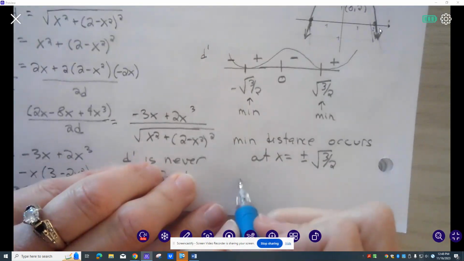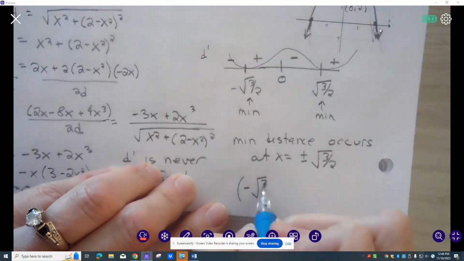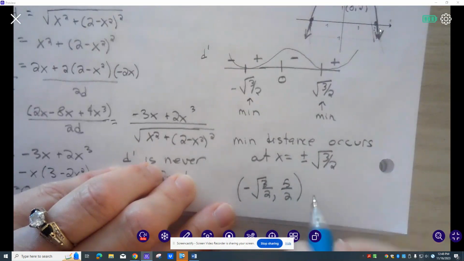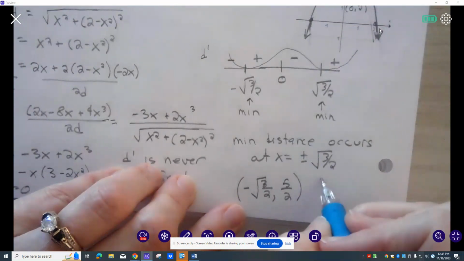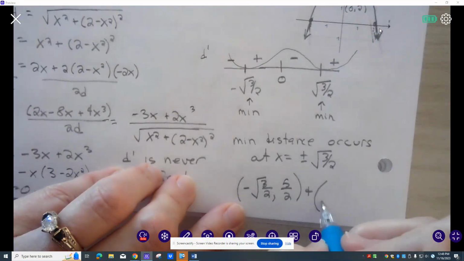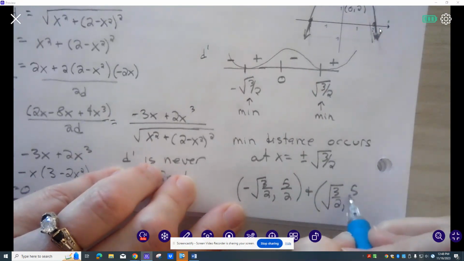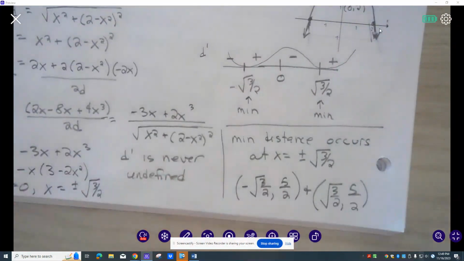And those coordinate points are negative square root of 3 over 2, comma 5 over 2. Again, you're going to plug this negative square root of 3 over 2 into your original function, and positive square root of 3 over 2, comma, positive 5 over 2. Okay, so that is example 2.